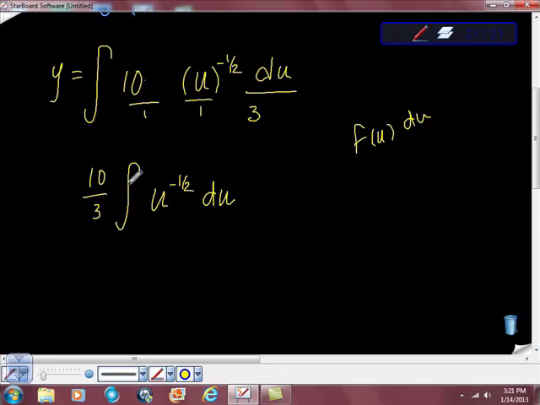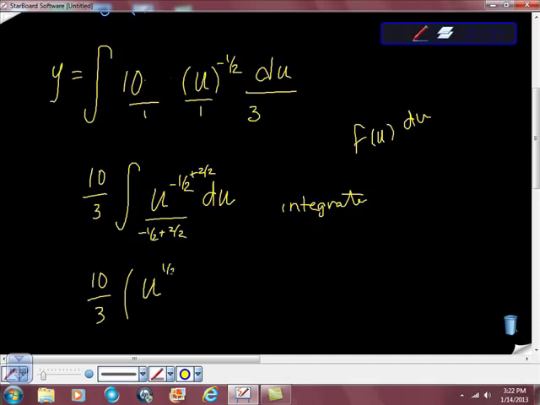So I'm going to start to integrate. Remember, when you start to integrate, you're going to take your integration bars down. So the 10 thirds is the constant multiple. What I'm going to do here is add 1 to the exponent and divide by the new exponent. So that gives us u to the 1/2 over 1/2, plus c.